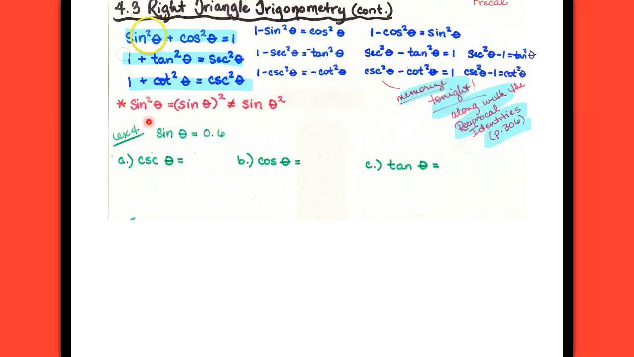So when you see the identities up here like sine squared plus cosine squared is equal to 1, that's what they're talking about. Take your sine value and square it. Then take your cosine value and square it. Add those together and it'll be equal to 1.